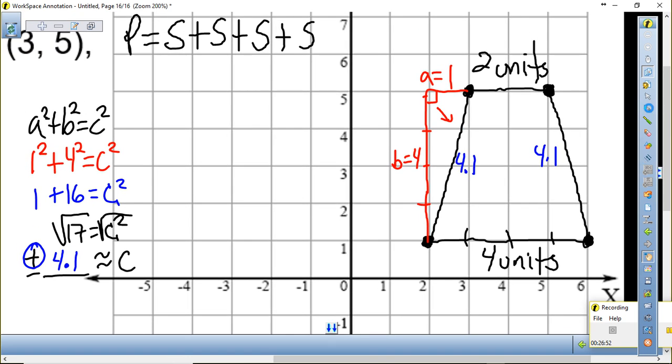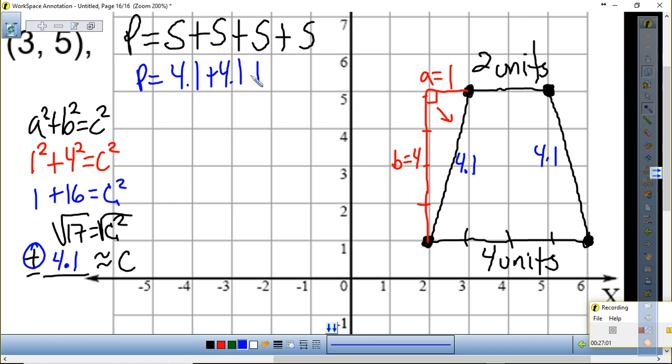So now do we have enough information now to find our perimeter? Yes, let's substitute into our formula for the perimeter. So the perimeter equals 4.1 plus 4.1 plus 4 plus 2. But since we found these two values using the Pythagorean theorem and then using the approximation, you need to write perimeter approximately is 4.1 plus 4.1 plus 4 plus 2. That is 14.2 units.